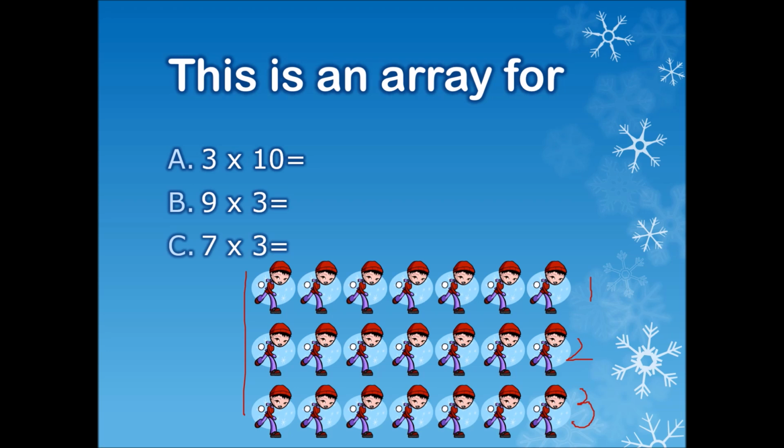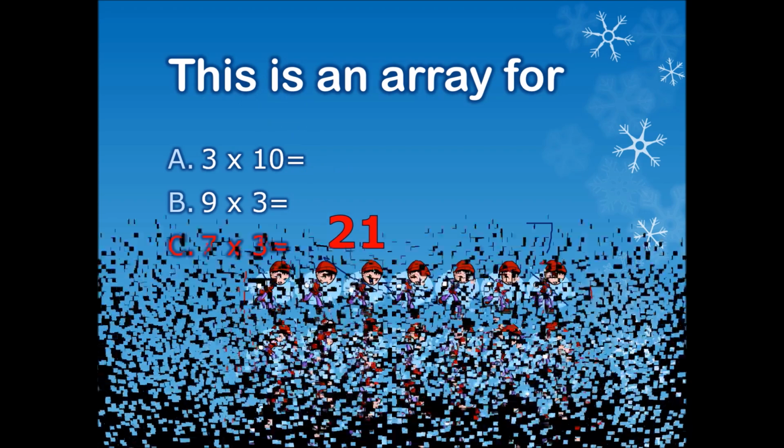Let's check. The answer is, let's see, 1, 2, 3, 4, 5, 6, 7. So we've got 7 columns and 3 rows. Our answer should be 7 times 3. Did you get C? The answer is 7 times 3, which equals 21.